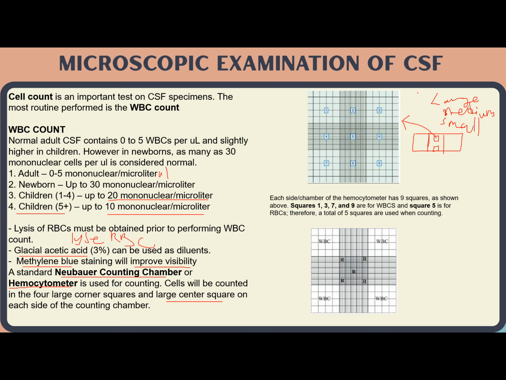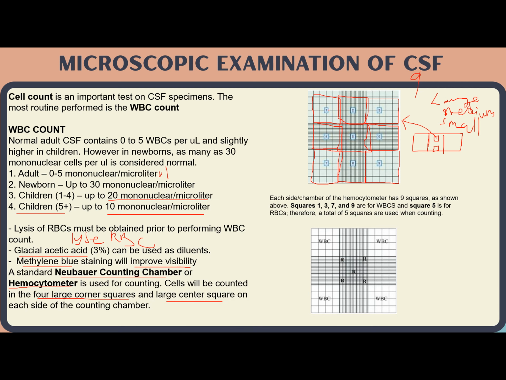Your Neubauer or hemocytometer has 9 large squares. What are these 9 large squares? These are the large 9 squares, this red one: 1, 2, 3, 4, 5, 6, 7, 8 and 9.